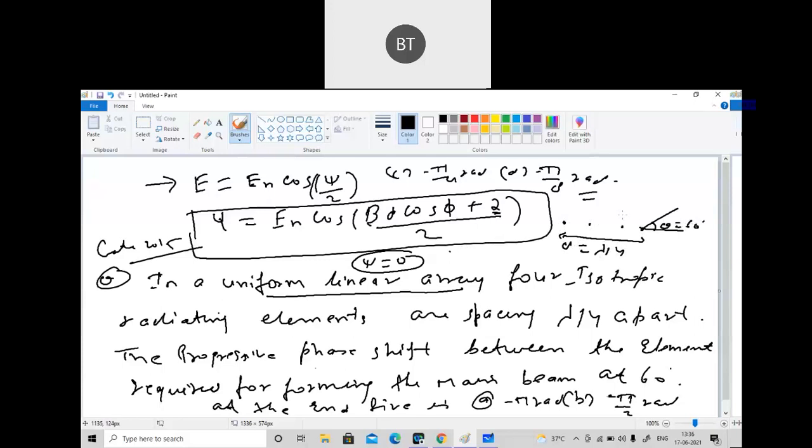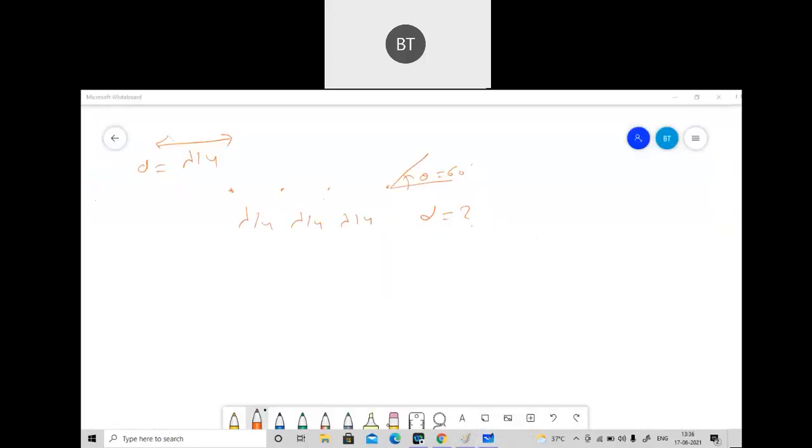So basically what is psi? Psi is the total phase difference. We have already calculated the value of psi; you can see in the last session, it was beta d into cos theta plus alpha. We have already derived this. Here psi was equal to 0, because anytime they ask you about a uniform linear array, we will assume psi should be equal to 0. So for a uniform linear array, psi will always be equal to 0.